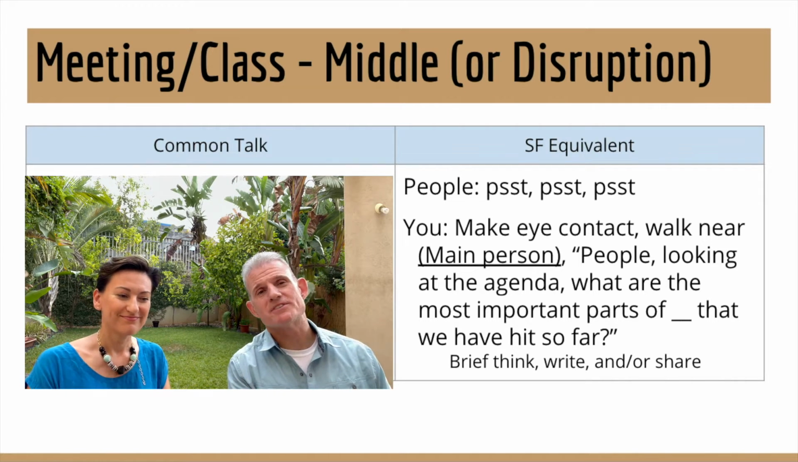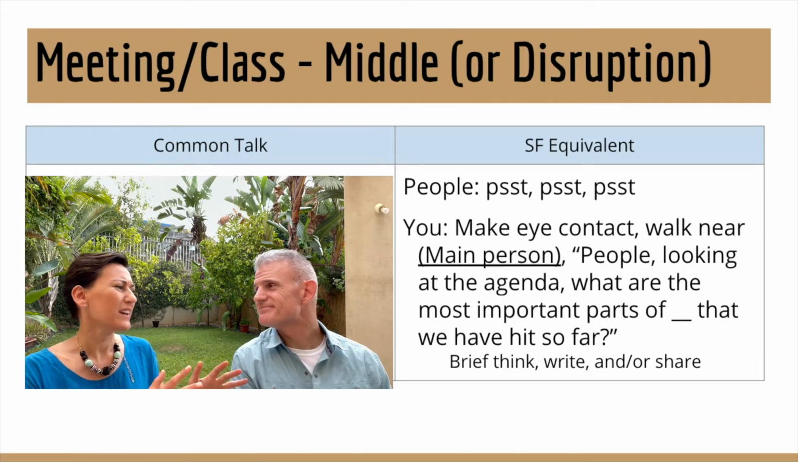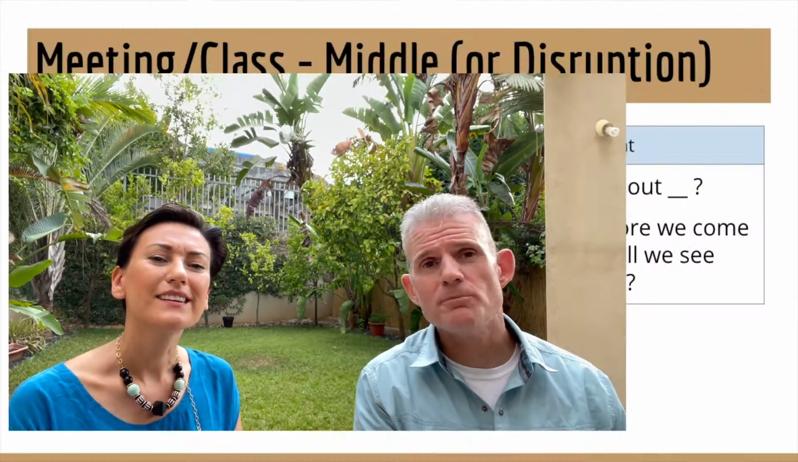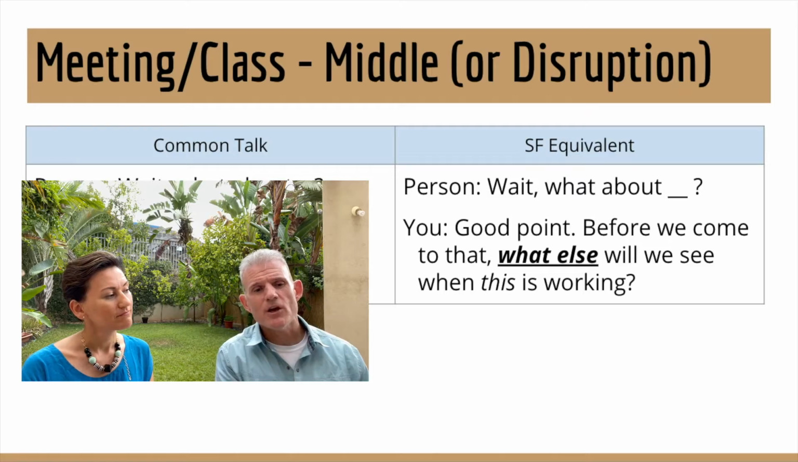And then you always have the blurters. Wait, what about scaffolding? A common approach would be saying something like, good point. Let's finish differentiation before we get to scaffolding. Not terrible, but you could have a solution-focused twist. Wait, what about scaffolding? Good point. Before we get to scaffolding, what else will we see when differentiation is really working?